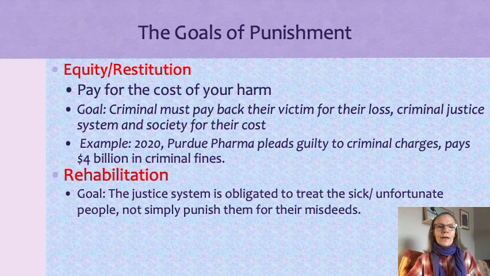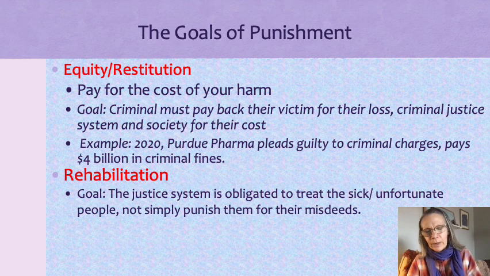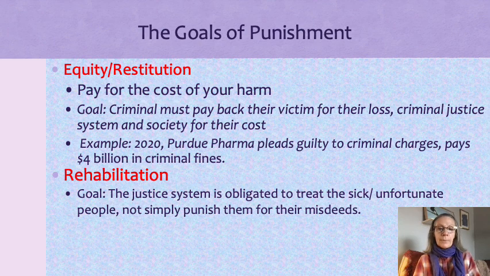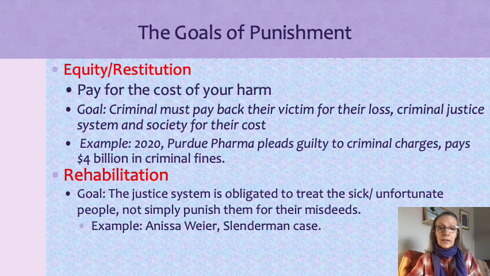Rehabilitation is also a goal of punishment. The goal of that is that the justice system is obliged to treat the sick, unfortunate people, not simply punish them for their misdeeds. So again, this relates back to the rehabilitation perspective that we learned earlier in the semester, that people who commit crimes, there's something wrong with them and they need treatment. And so rehabilitation, as a goal of punishment, can be associated with giving people the treatment that they need to get better so that they can join society again.